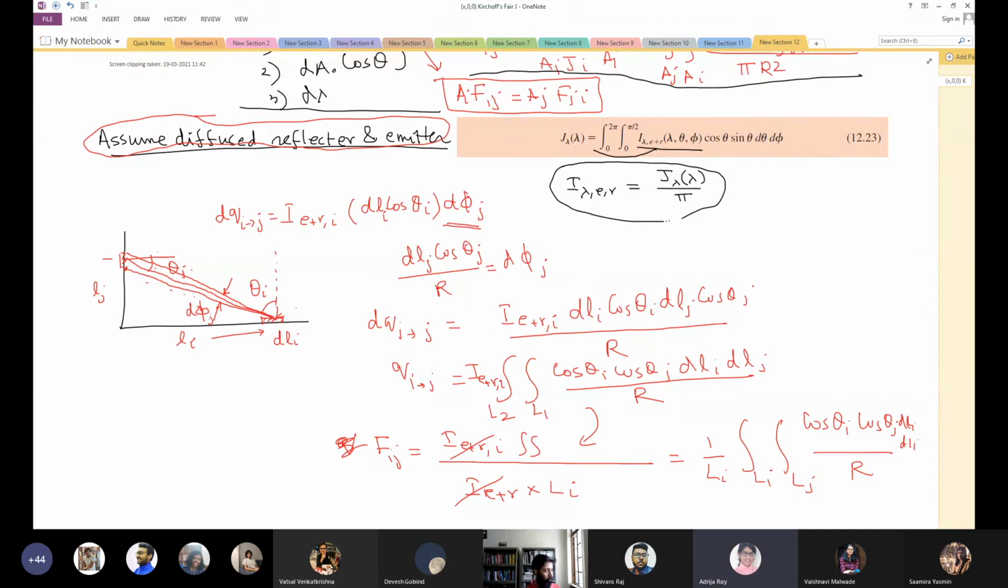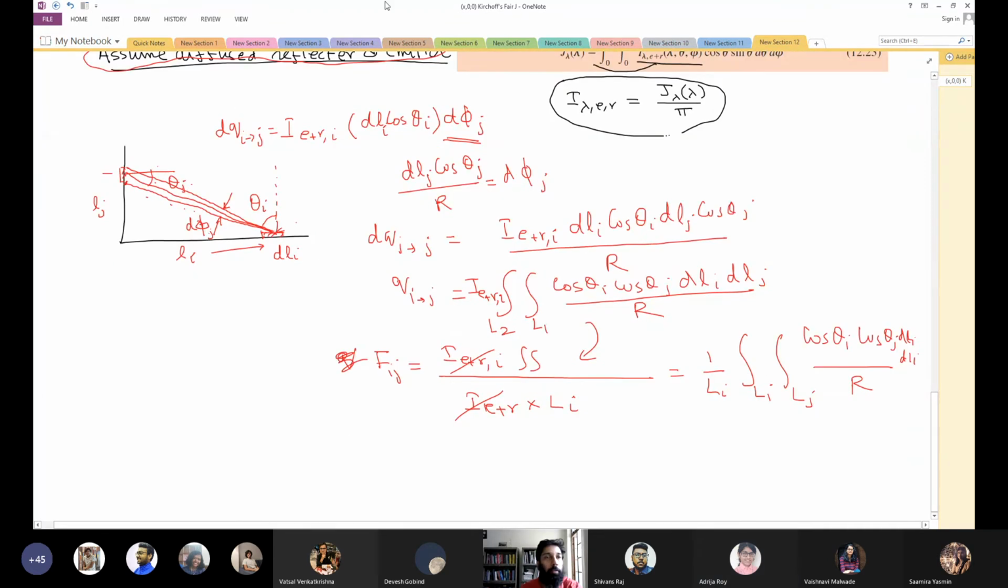Sir, do we substitute anything in terms of L in place of R, since R won't be a constant? So how will we integrate if we won't substitute any? You have to substitute cos theta i, cos theta j, and R in terms of Li and Lj. So, sir, for the initial R, it will be under root Lj square plus Li square. Yeah, R will be the square root of Li square plus Lj square.